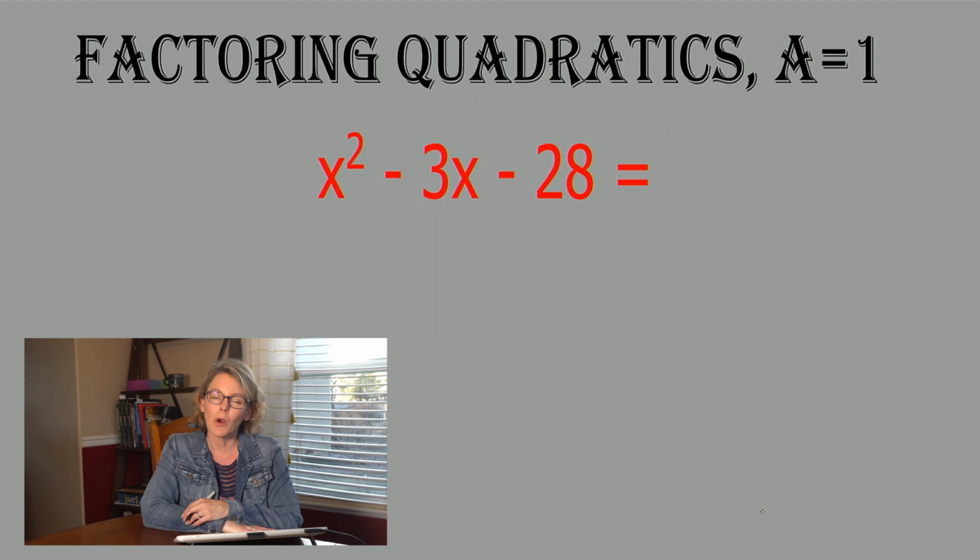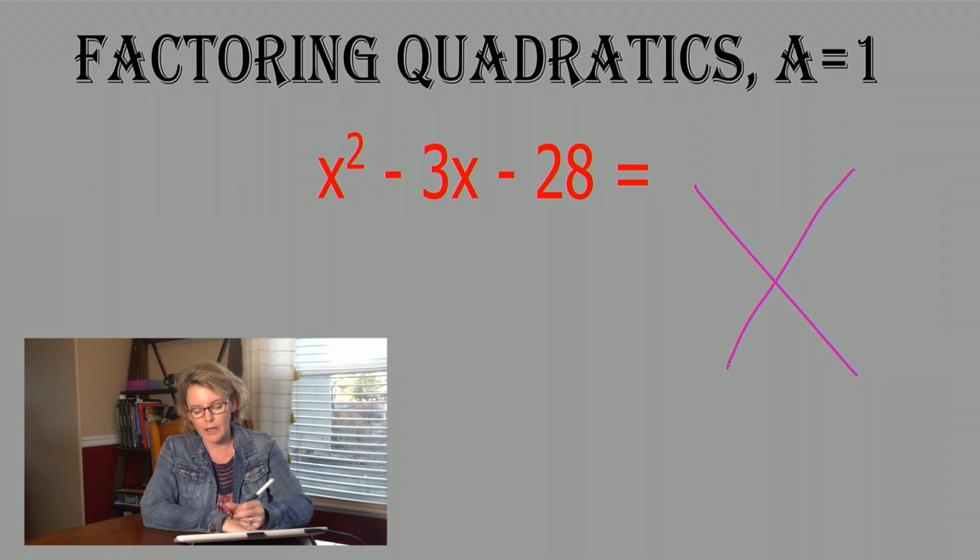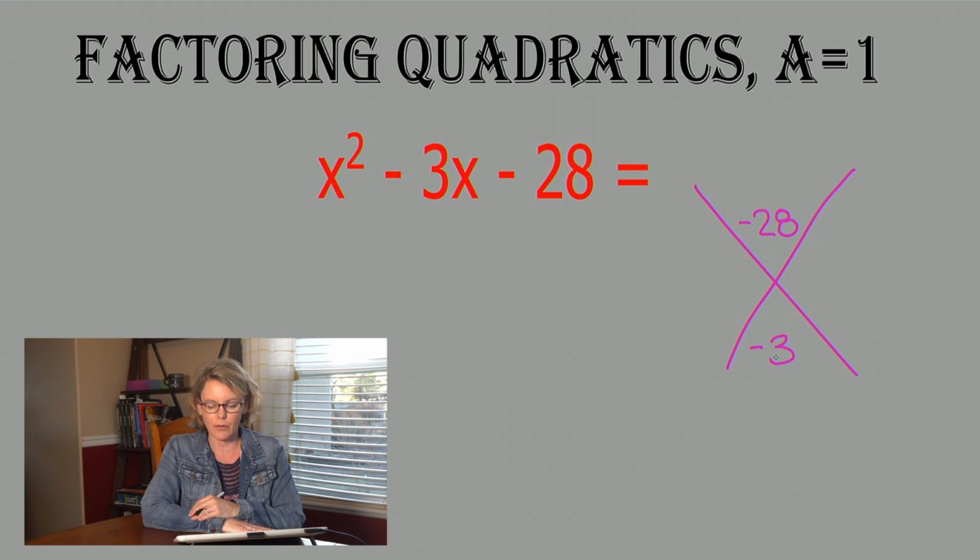We have x squared minus 3x minus 28. We'll go ahead and draw our x. And then we know that we have to have things that multiply to equal negative 28 and things that add to equal negative 3. Remember, the best thing to do is to start with that negative 28. We'll just take it as a positive 28 right now and just get some factors down, knowing that one of those factors will be negative.